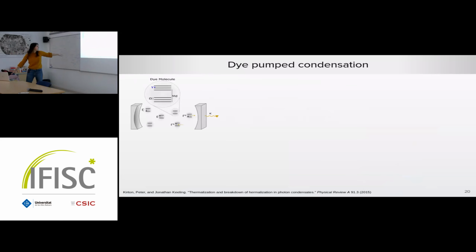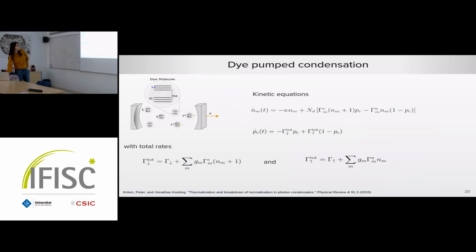So we used this model to describe this, which is way simpler than the polariton model. It's just some rate equations. So this is all just semi-classical. We have the number of particles in a certain mode m of photons. And this is the probability of the dye being in an excited state. The dyes are two-level systems, but they have some vibration degrees of freedom as well.